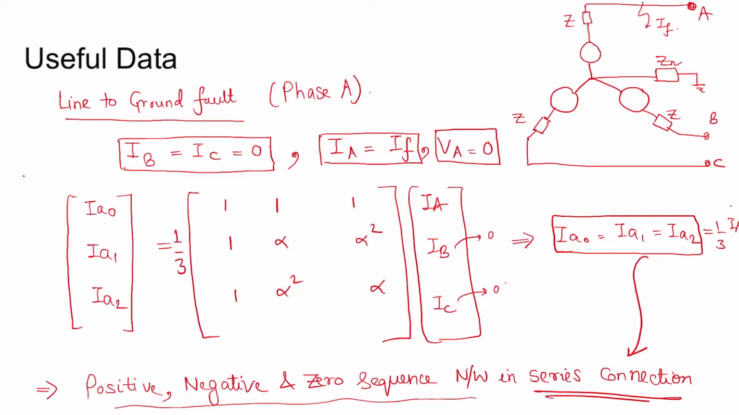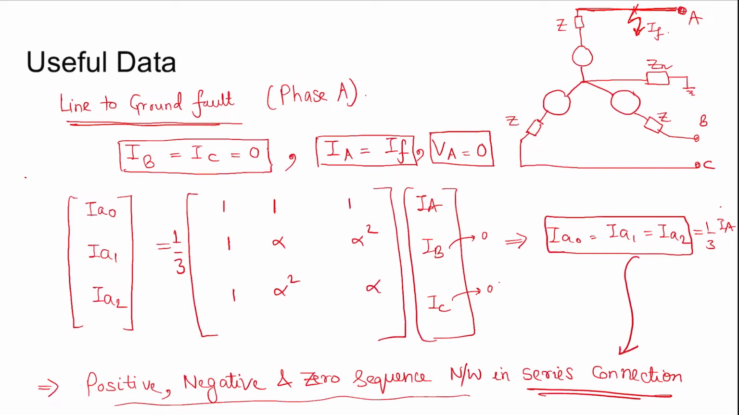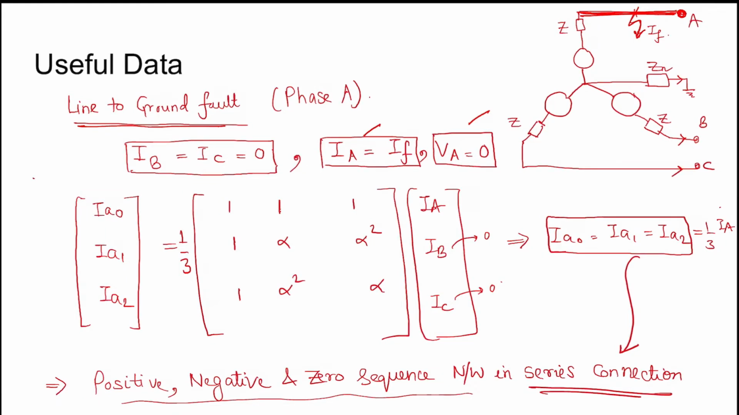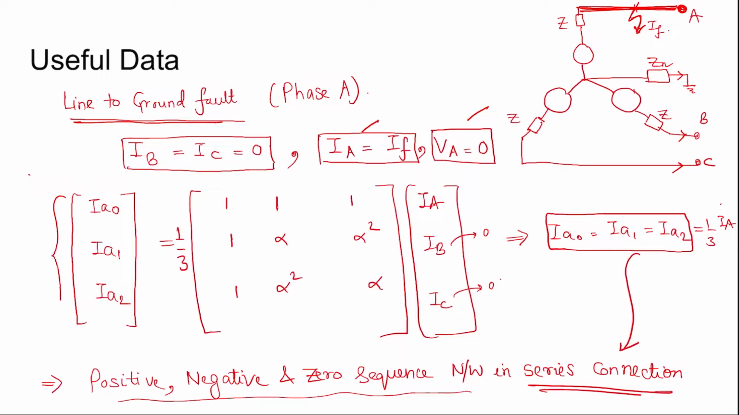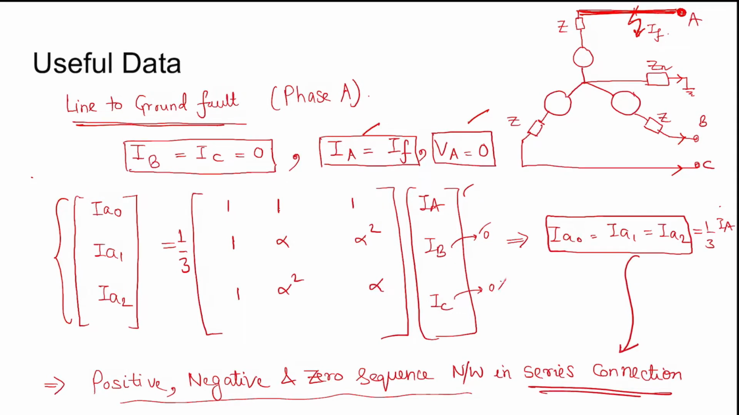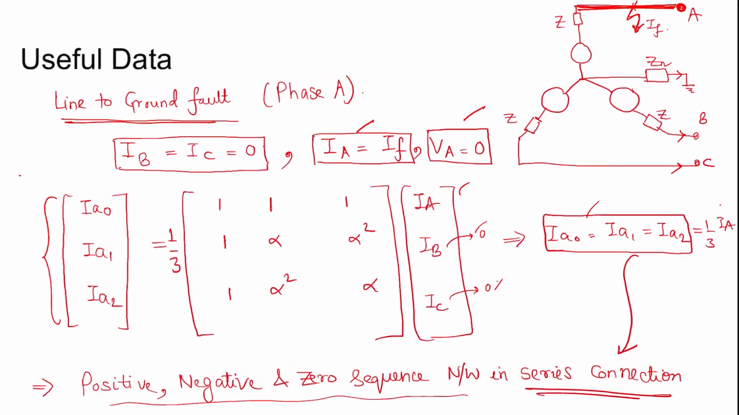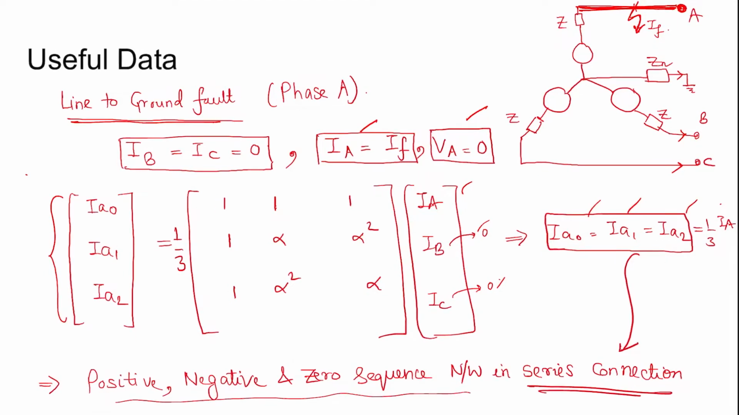For useful data, for a line to ground fault like this, consider that the fault occurs at line A. Then terminal voltage VA becomes 0, the fault current and the line current at that phase become the same, and the two currents IB and IC become 0. Now if we analyze the symmetrical components from the A, B and C line currents, we find that for a line to ground fault, the three symmetrical components are equal to IA by 3. Since the three symmetrical components are equal, we can interpret that the positive, negative and zero sequence networks are connected in series such that the three symmetrical components are the same.